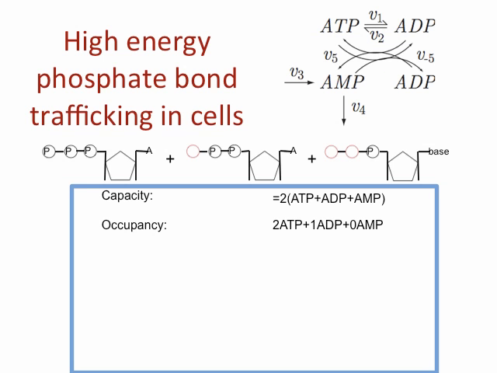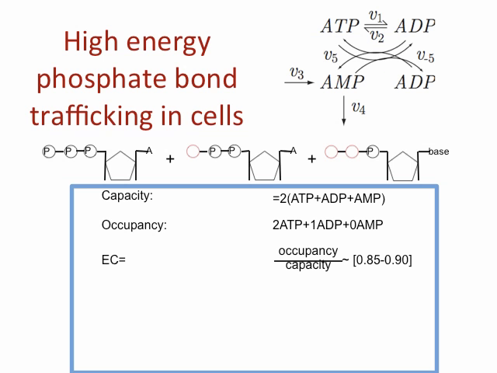Now, how much of that capacity is actually used is defined by this occupancy parameter. There are two high energy bonds on ATP, one on ADP, and 0 on AMP. So I have now two quantities, capacity and occupancy. If I ratio those two, we get what is called the energy charge. This is literally like a battery. It's the capacity to carry charge and how much of that capacity is actually occupied.